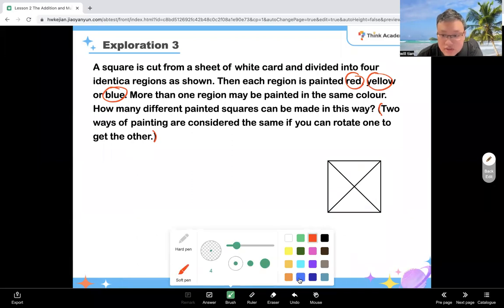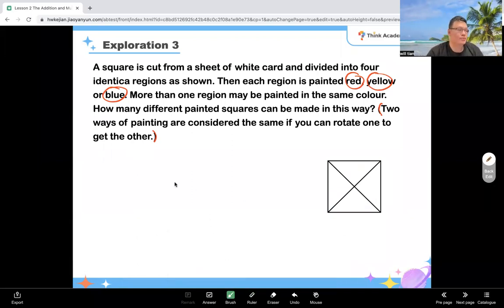So firstly, guys, to solve this question, what are we going to do? You still need to do the classification first. When we talk about classification, it means firstly we choose how many colors. Let's say I can choose only one color, right? If I choose only one color, guys, tell me how many different ways there are. If I choose red, I'm going to paint all the 4 regions red. So that's only one way, right?